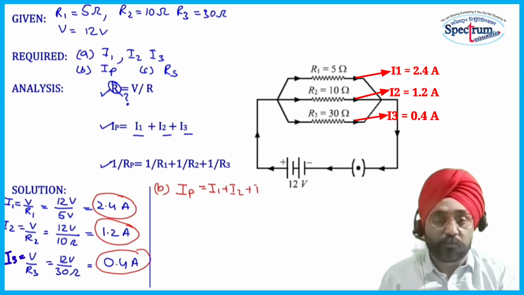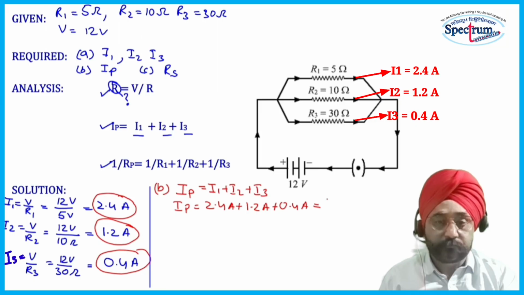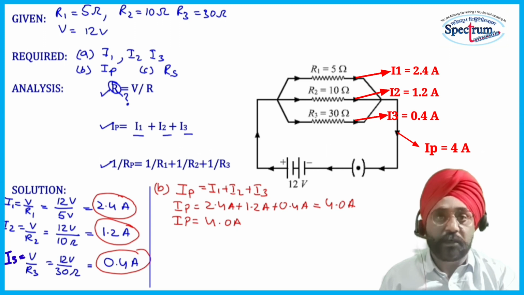Solving B part, total current in the circuit. We know IP is equal to I1 plus I2 plus I3. So this comes out to be 2.4 ampere plus 1.2 ampere plus 0.4 ampere. This equals 4 amperes. So IP is equal to 4 amperes. Total current in the circuit is 4 amperes.